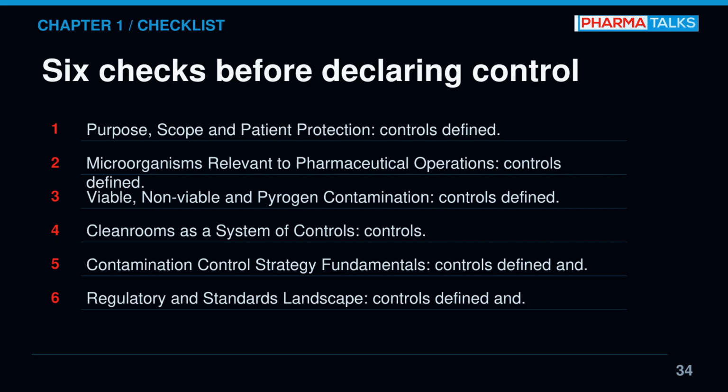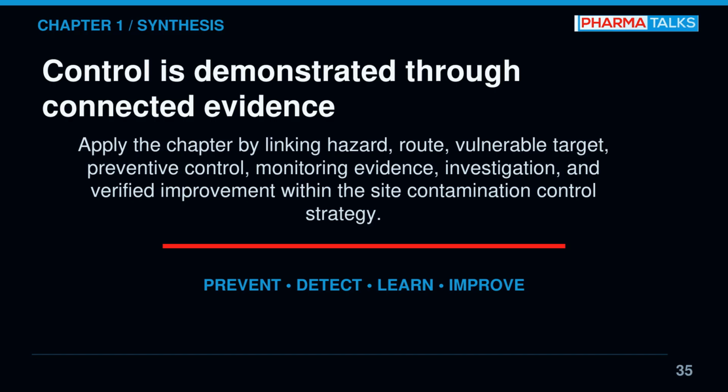Six checks before declaring control. Confirm that scope, patient protection, and the relevant microorganisms have been clearly defined. Then verify the distinctions among viable, non-viable, and pyrogen contamination, the performance of the cleanroom system, the CCS, and the applicable requirements. Each area should have an approved control, an accountable owner, current data, and evidence of effectiveness before control is declared. Control is demonstrated through connected evidence.